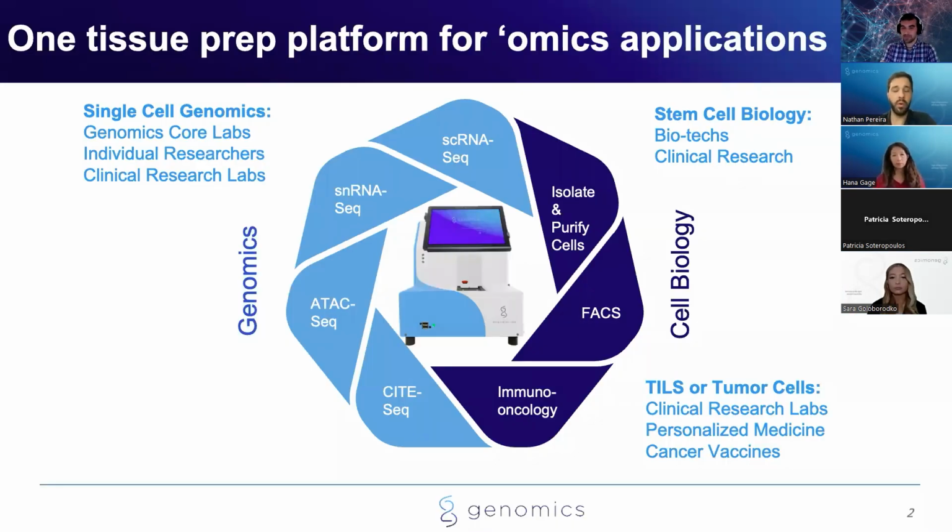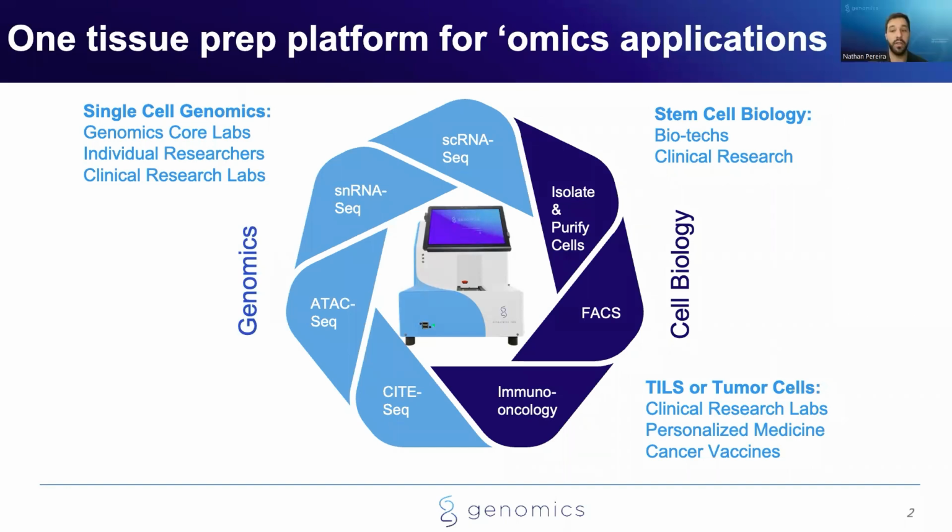So what is the Singulator 100? The Singulator 100 is an all-purpose platform for generating single cells and nuclei upstream of a variety of applications, whether that be mostly single cell and single nuclei RNA-seq, ATAC-seq, and other genomic applications, but it's also helpful for a lot of cell biology applications. We have lots of customers who isolate and purify cells for FACS sorting, immuno-oncology applications, opening up plenty of opportunities for, in the future, personalized medicines, vaccines, culturing cells, culturing organoids. So a wide variety of applications.